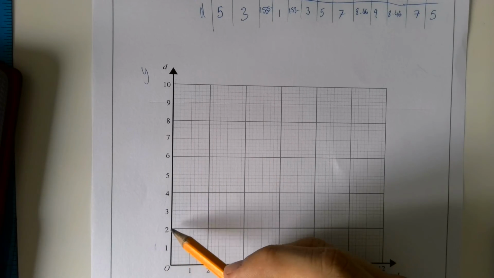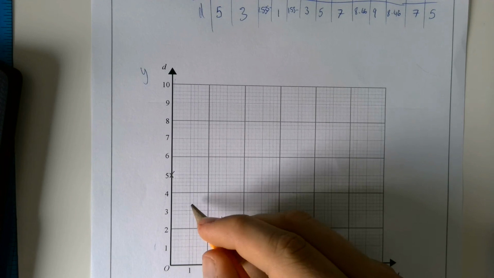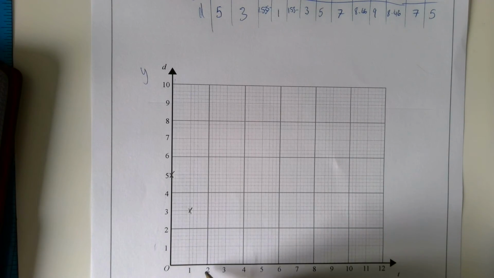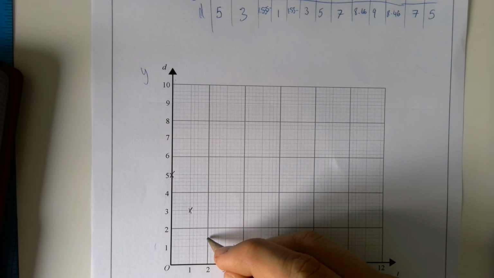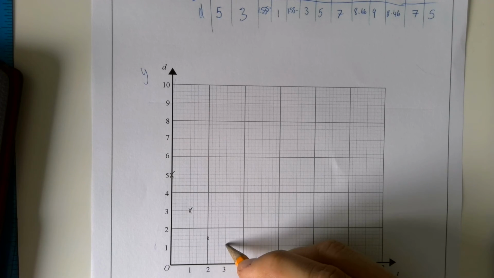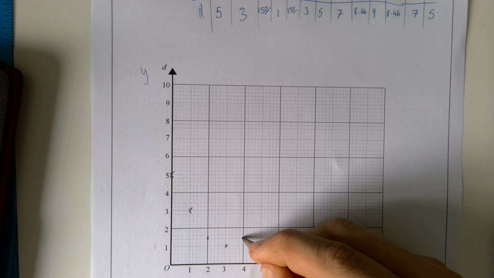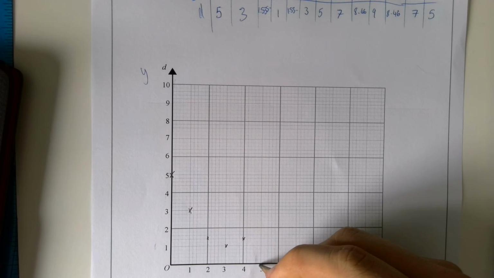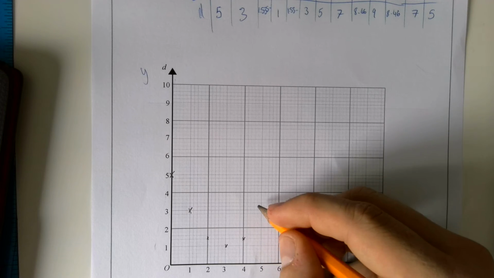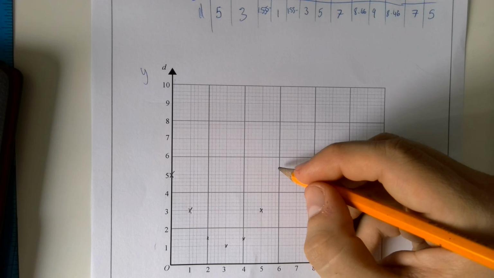So when t is 0, d is 5. When t is 1, d is 3. When t is 2, d is 1.5-ish. Let's just plot it there. When t is 3, d is 1. When t is 4, it's that horrible value again, 1.5-ish. When t is 5, it's 3. So you can see that symmetry emerging already.